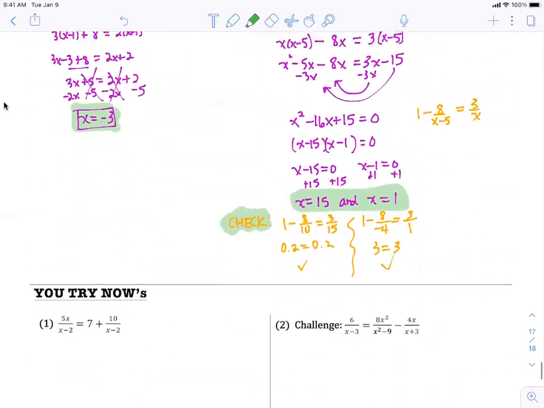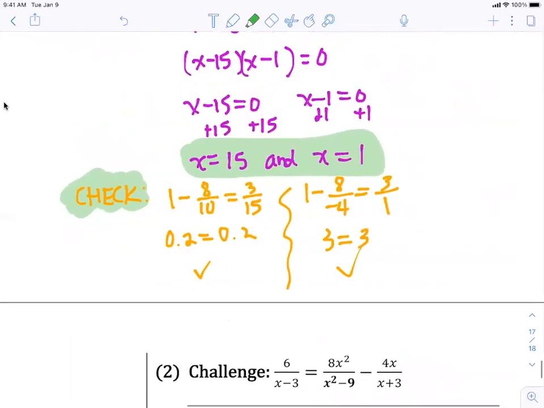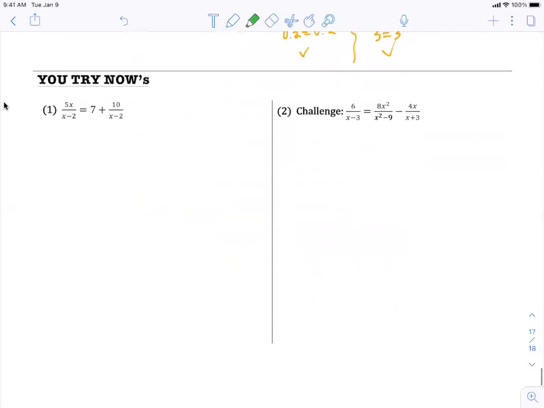So just as a double check, I didn't do this on every single problem and I should have, but you do want to try plugging each of your solutions back in and double check that they make the equation actually true. So other than that, though, if you would like to try the U Try Nows, you can. If not, you can now begin working on the homework for the day.